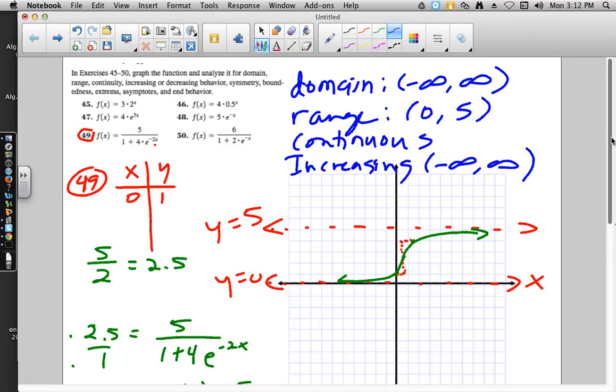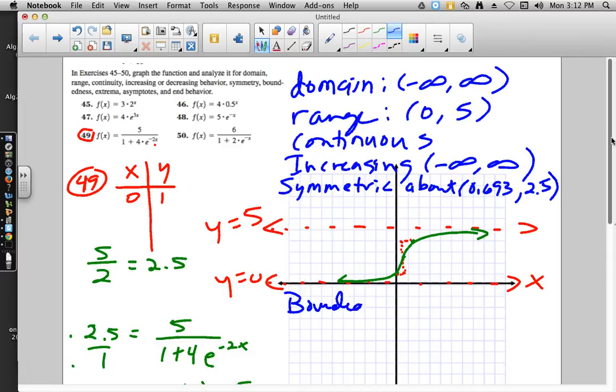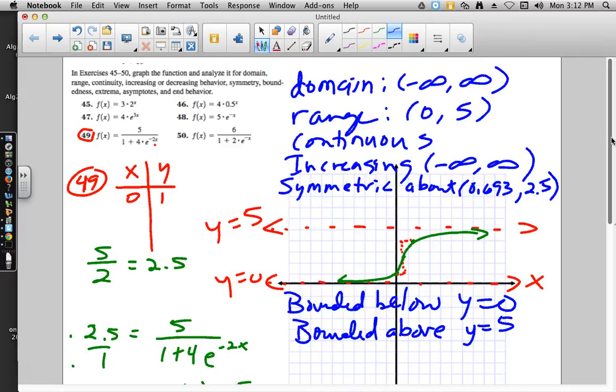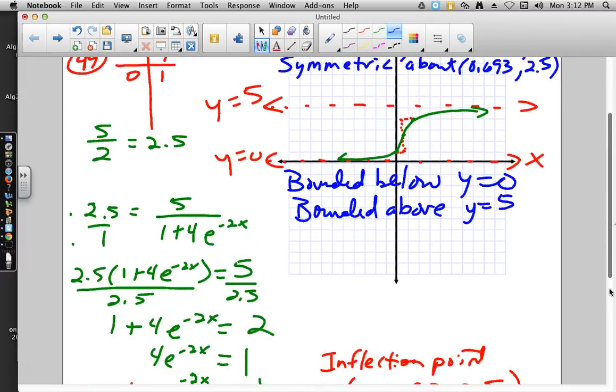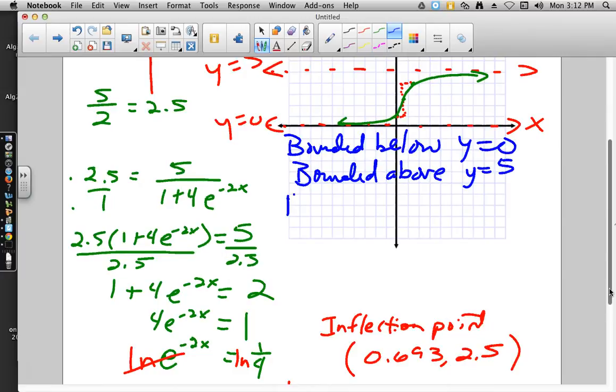Now, it said symmetry. And no, it's not even, and no, it's not odd, but boy, we better start to recognize that it is symmetric about the inflection point. And our inflection point was 0.693, 2.5, because that is going to save us so much work as far as this graph goes. It is bounded below by that asymptote y equals 0, and it is bounded above by y equals 5. So we have just told them what the two asymptotes are. We have two horizontal asymptotes.